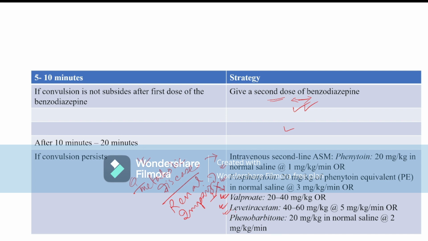For the dose, you start valproate with a higher dose, that means 30 to 40 mg per kg, or you can start levetiracetam in a higher dose, that means 40 to 60 mg per kg, slowly IV over 20 minutes. So you can start the second line anti-epileptic drug 10 minutes after giving 2 bolus doses of benzodiazepine if the seizure is not controlled, and it is given as a 20 minute infusion.